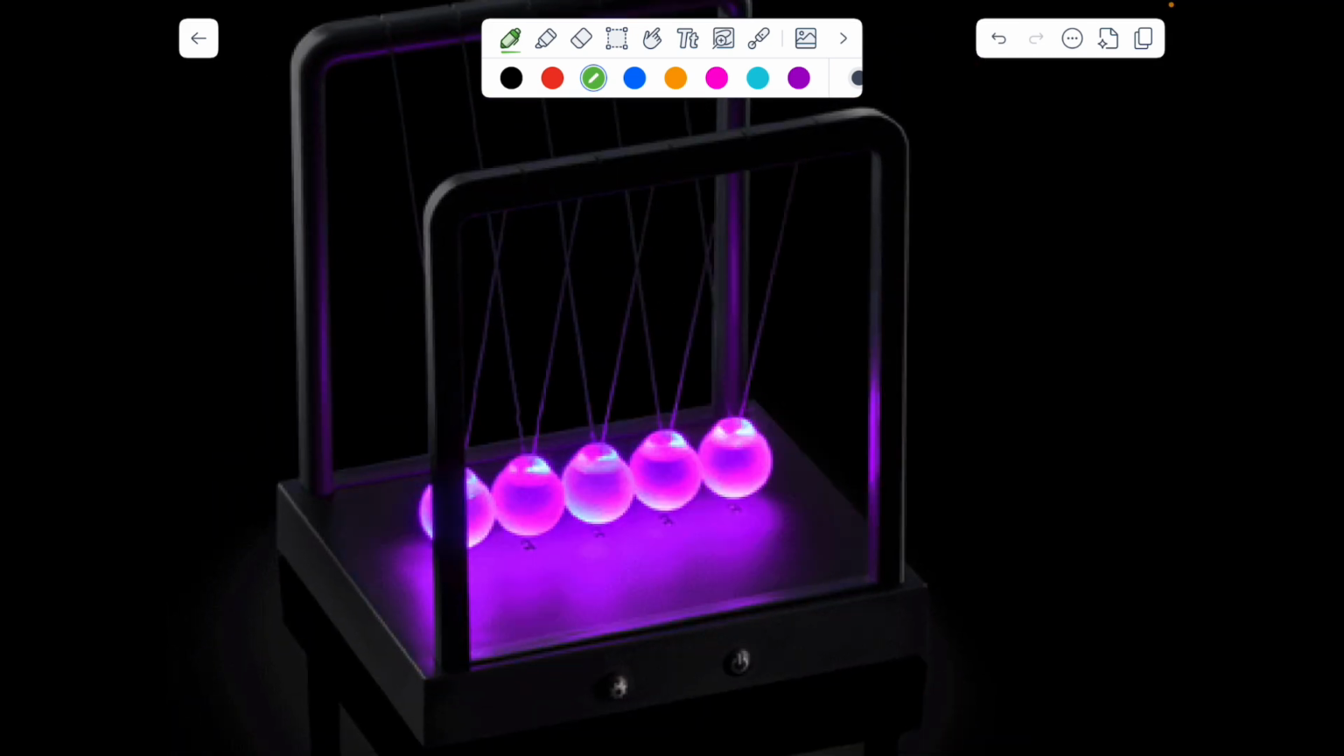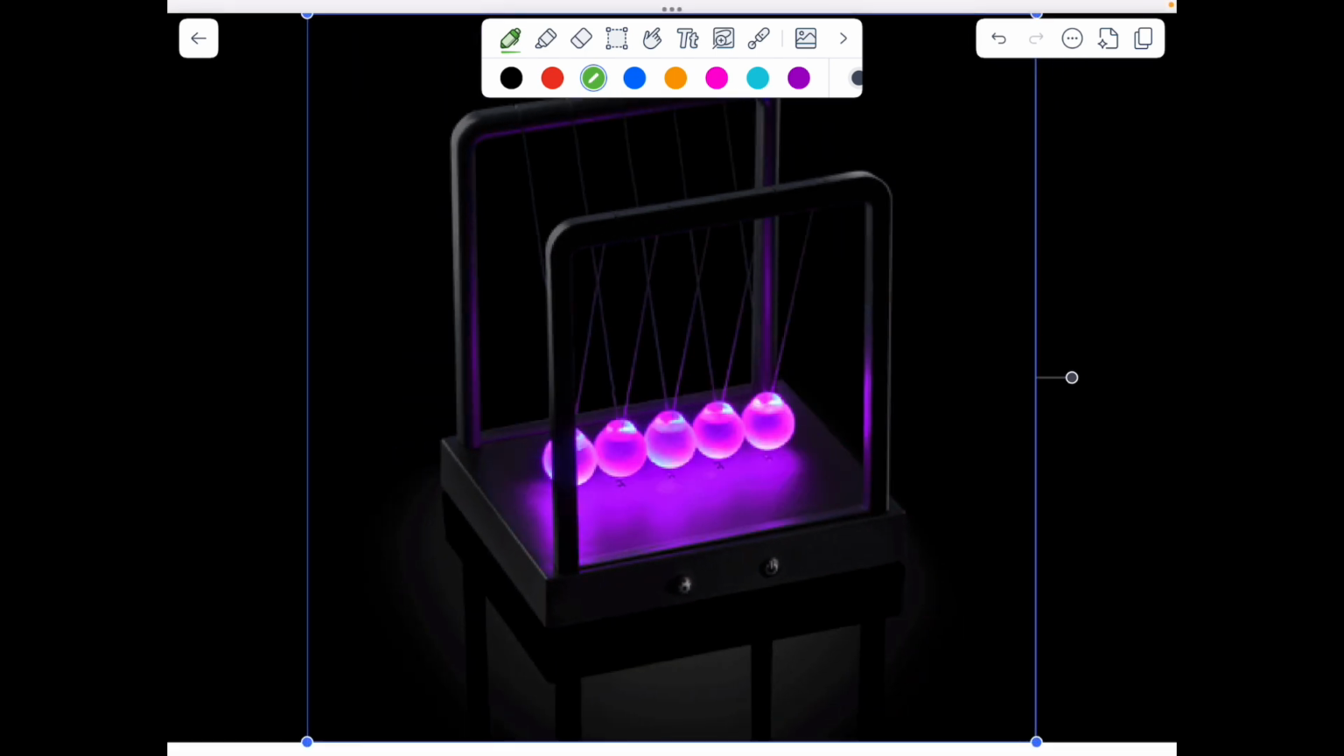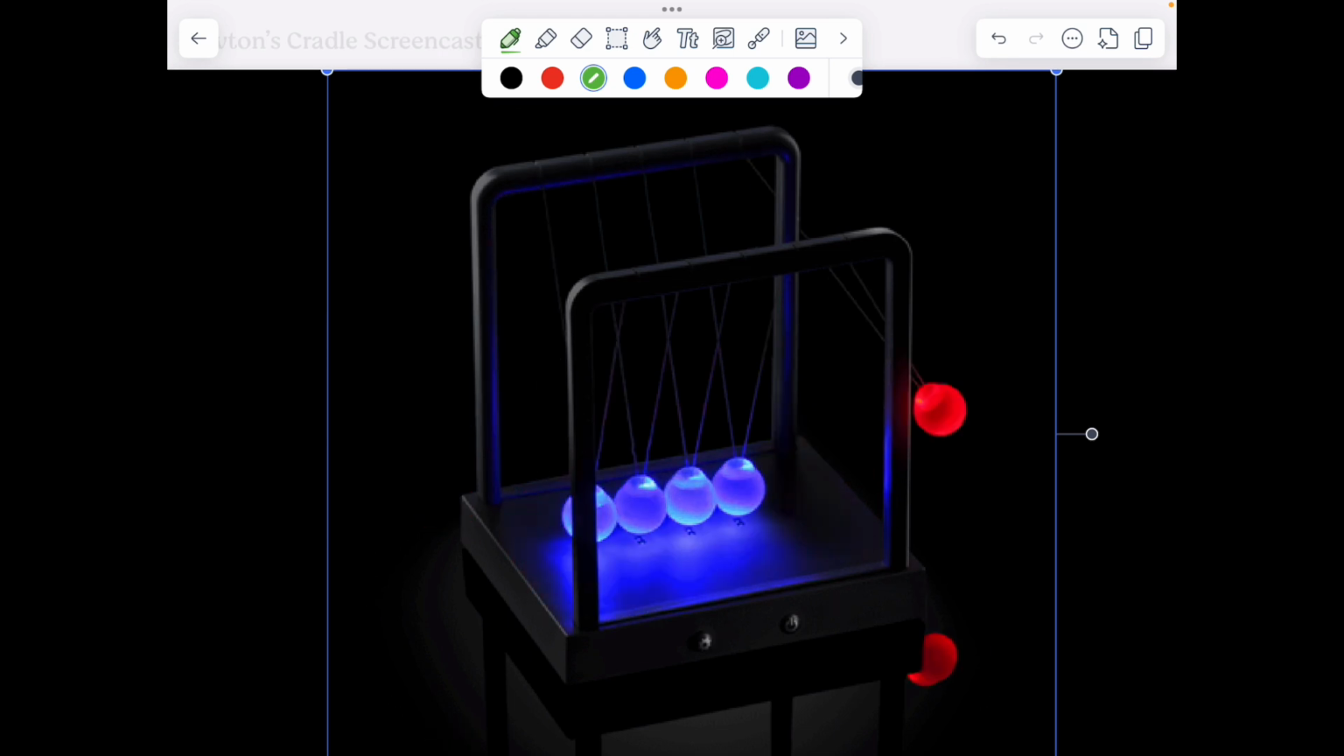1 hits 2, 2 hits 3, 3 hits 4, 4 hits 5. My animation stopped working. Oh no. Come back. There we go. Back and forth. Back and forth.